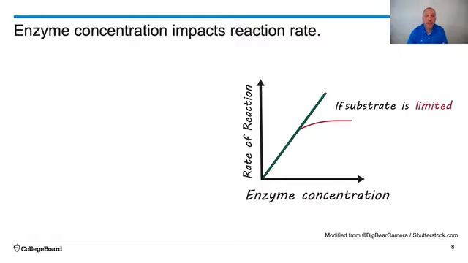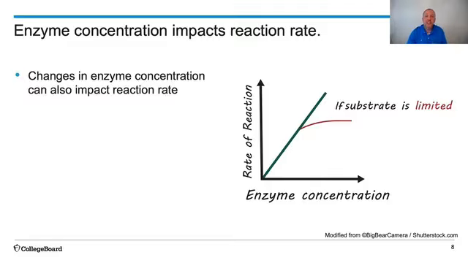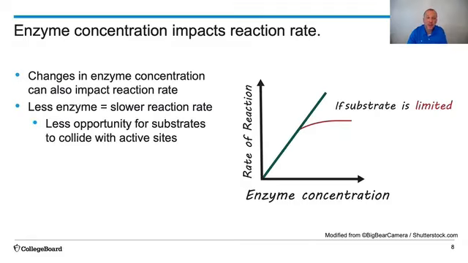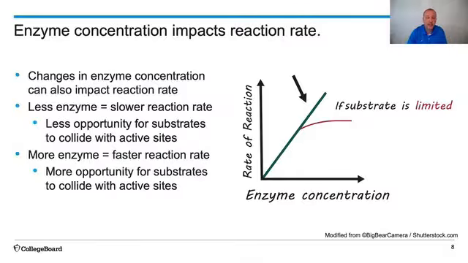So how does enzyme concentration impact reaction rate? Well, changes in enzyme concentration can also impact reaction rate. Less enzyme equals slower reaction rate. There is less opportunity for substrates to collide with active sites. However, more enzyme equals faster reaction rate. There are more opportunities for substrates to collide with active sites.